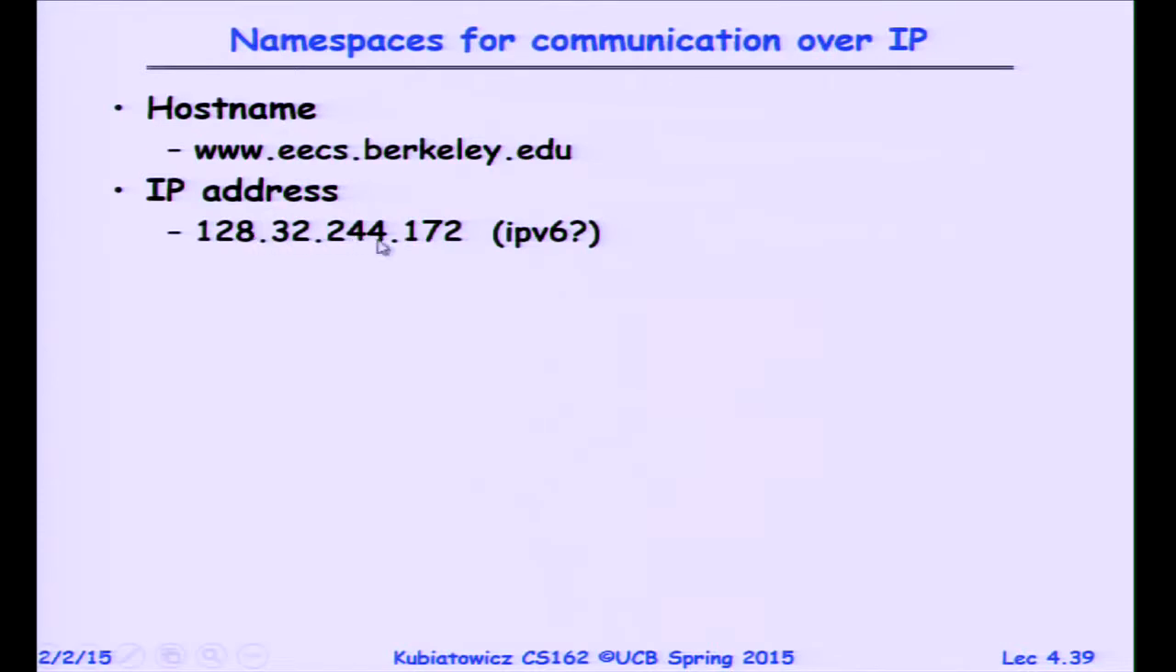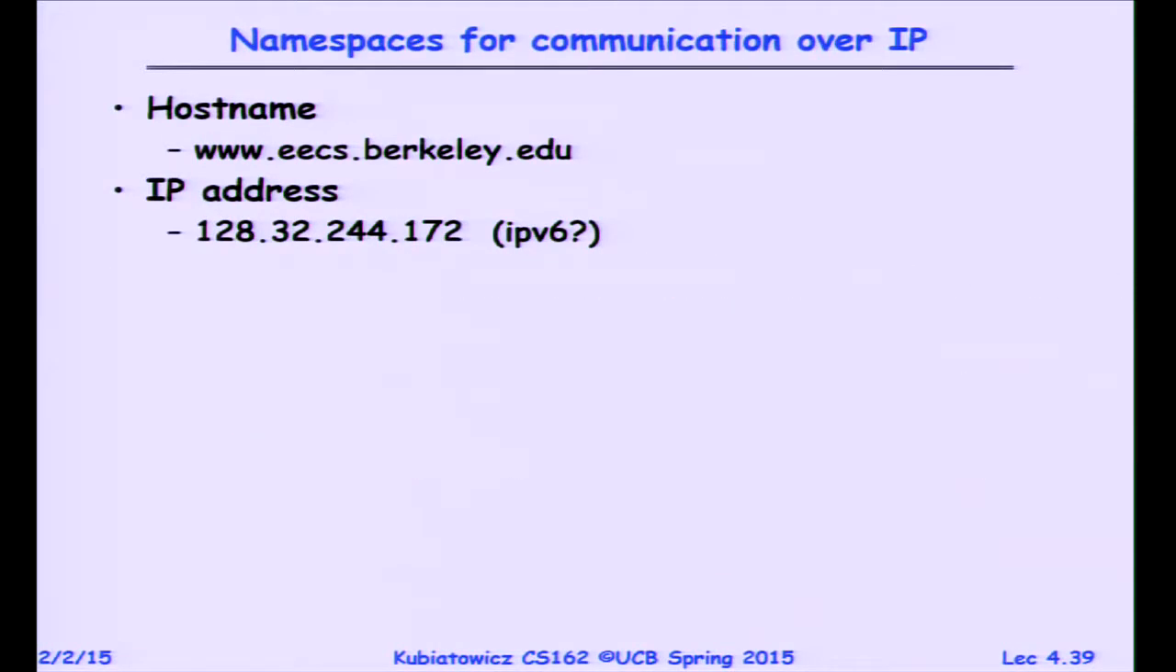Okay, how many bits is IPv6? 128, yeah, much bigger. That way of specifying those names is a little more complicated because there are a lot of colons and stuff. We won't go into that right now. But these IP addresses tend to represent actual machines that are specific places in the network. Okay, so that's another namespace.